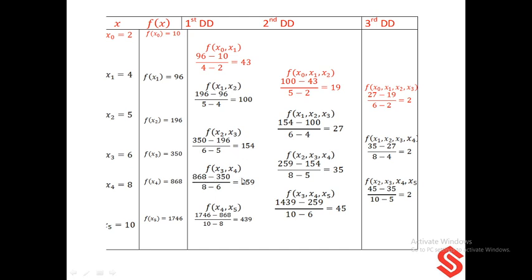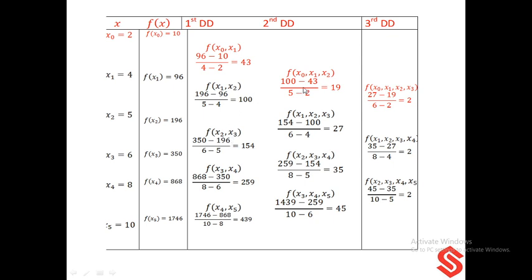Next, f of x3 comma x4 is equal to f of x4 minus f of x3 divided by x4 minus x3, that is 868 minus 350 divided by 8 minus 6, that is 259. And next, f of x4 comma x5 is equal to f of x5 minus f of x4 divided by x5 minus x4, that is 1746 minus 868 divided by 10 minus 8, will get 439. So these are the first order divided differences.